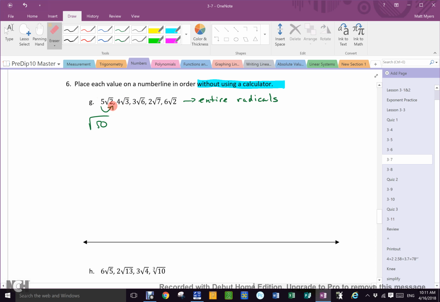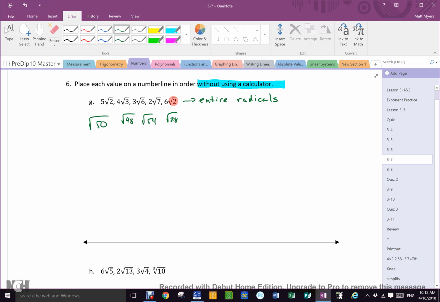This would become the square root of 48. This would become the square root of 54. This would become the square root of 28. And this would become the square root of 72. And now it's real easy, right?